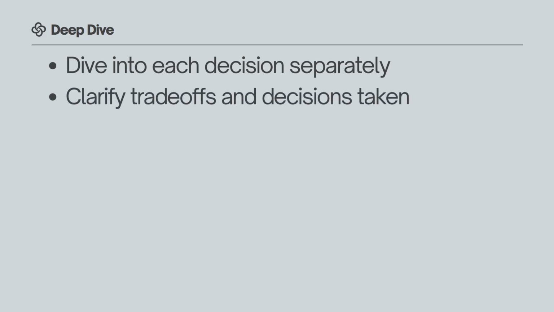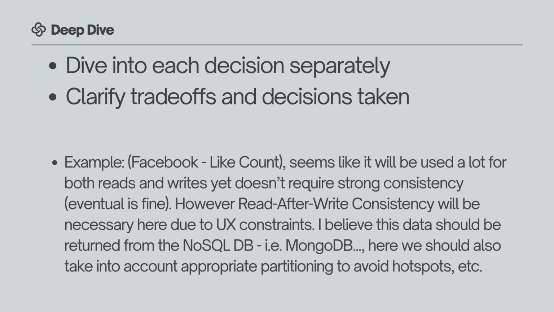And then of course, this is the most important part. So after you draw a couple of the components, we are going to do a deep dive. And then the main thing is we dive into each decision separately. And mainly, we are trying to clarify the trade-offs and decisions taken. And to give you an example, let's imagine we have this Facebook like count, right? So I just put it here on the screen so we can of course read it and check it out maybe later. So basically, this is something that you can imagine yourself saying to the interviewer.